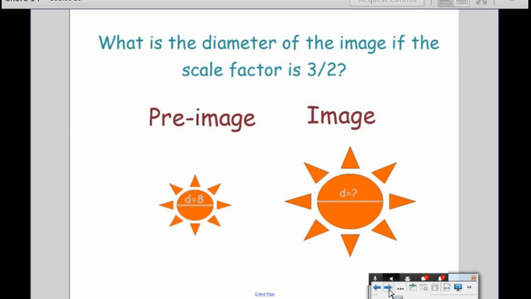If the diameter is 8 and the scale factor is 3/2, what's the diameter of the image? So how do you use a scale factor? You always multiply. Every time you multiply. So you take the pre-image and you multiply it by 3/2. So 8 times 3/2, and the new diameter of this shape is 12. So you multiply a scale factor to get your image.